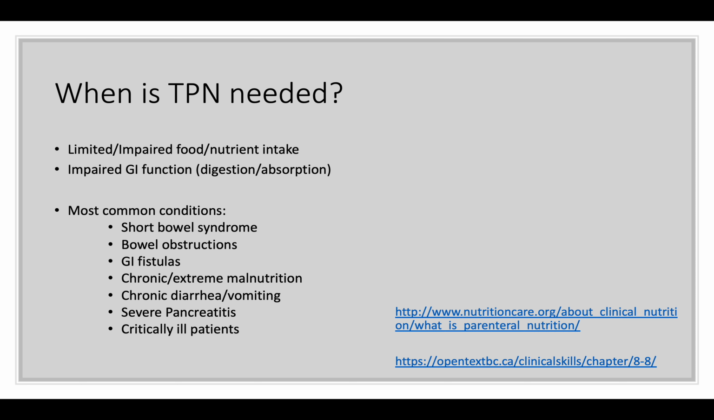And so we do TPN when people have impaired food and nutrient intake, and impaired GI function is really the big caveat there. So, are they not digesting properly? Are they not absorbing properly? What are the signs and symptoms of that? Some signs and symptoms to look out for is, are they having a lot of diarrhea and vomiting and they're just not intaking anything? Are they losing a ton of weight? How are their labs looking?